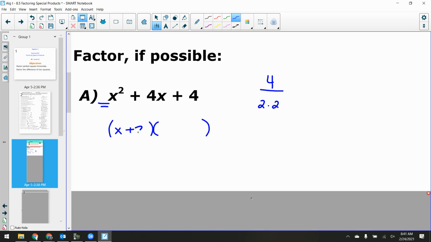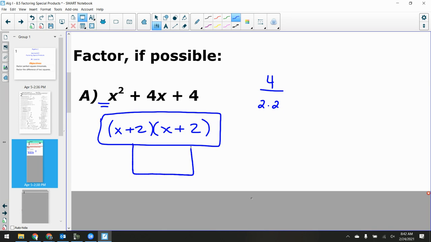I don't need to rewrite. I don't need to do anything fancy. It's just x plus 2, x plus 2. I could have done that on the quiz yesterday, right? That's easy. That was a very easy example of one of those things. I could also write it, if I wanted to, as x plus 2 squared.